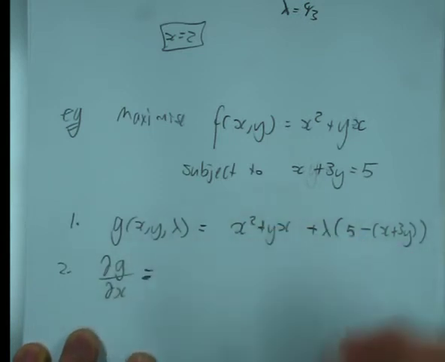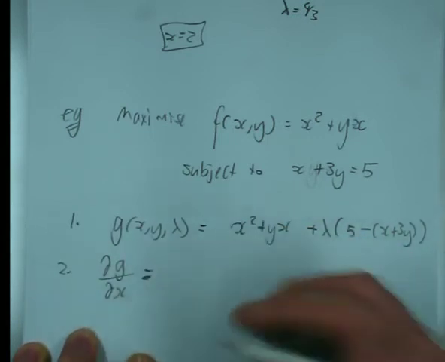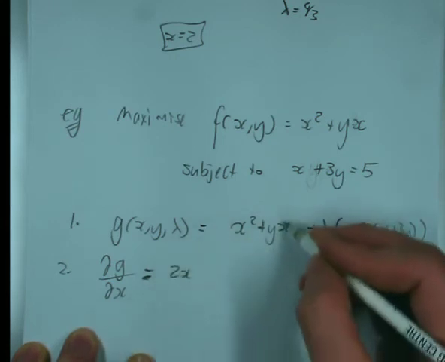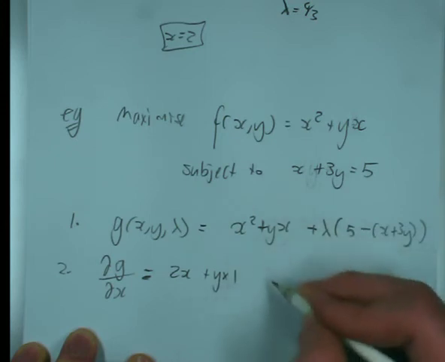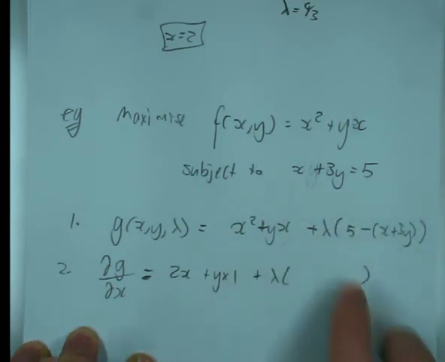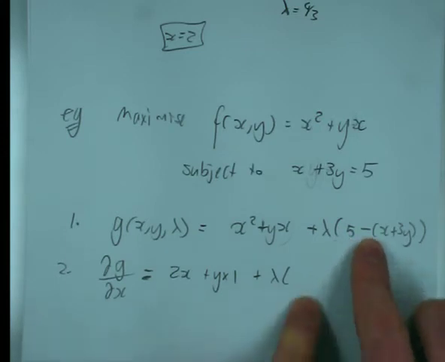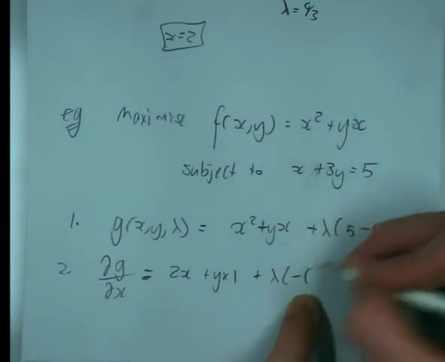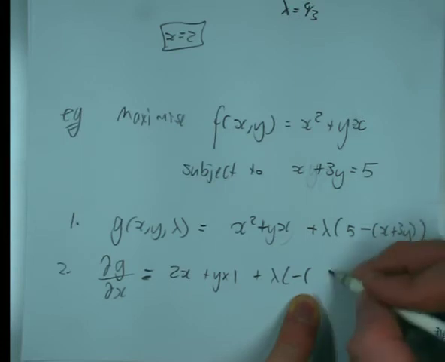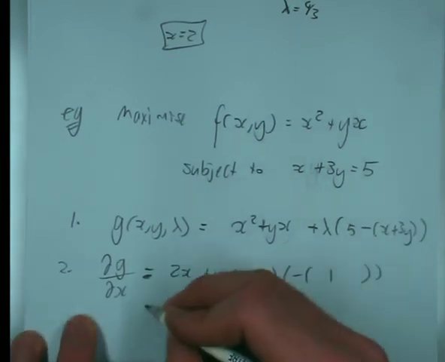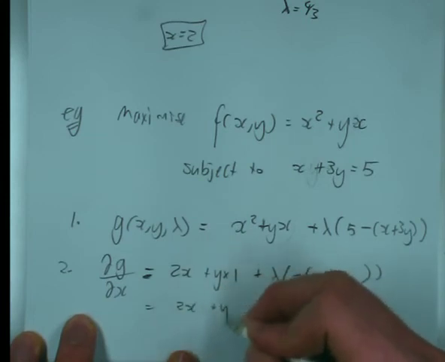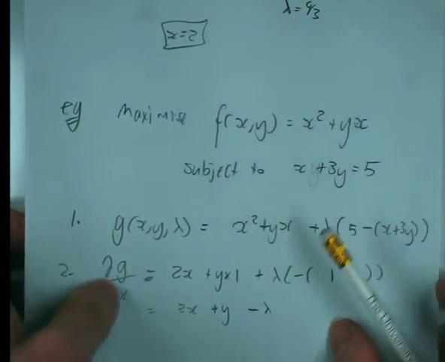So let's do dg on dx. Okay, so that doesn't involve a y, I don't have to worry about that, that's just 2x. The y is a constant multiplied on, so it'll still be there. The derivative of x is 1. The lambda is a constant multiplied on, so it will still be there. The derivative of 5 is 0. The minus will still be there. The derivative of x is 1. The derivative of that doesn't count because that's a 0, so we get this: 2x plus y minus lambda.